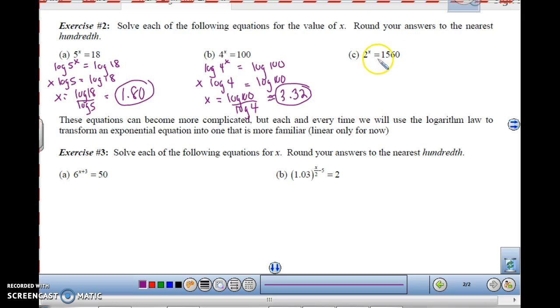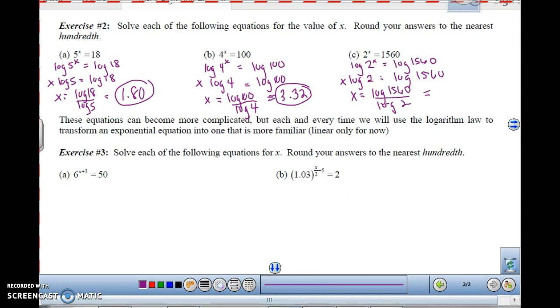Okay. Last one. 2 to the x equals 1560. Take the log of both sides. What you do to one side, you must do to the other. Okay. The x goes out front. x times the log of 2 is equal to log of 1560. And then divide by the log of 2. So we have log of 1560 divided by the log of 2.